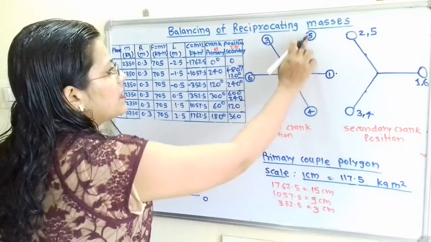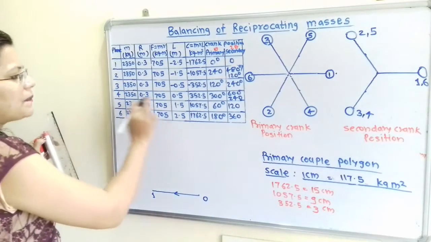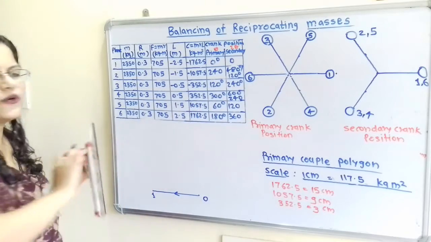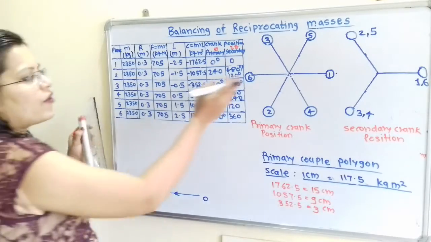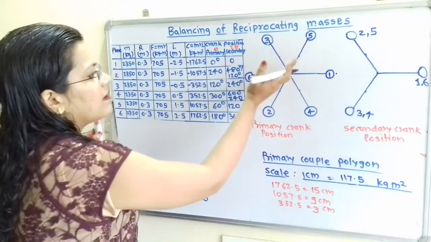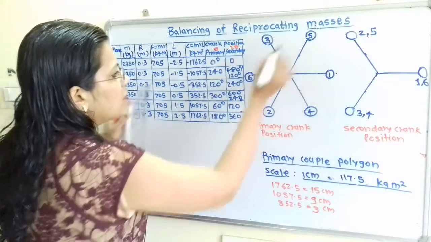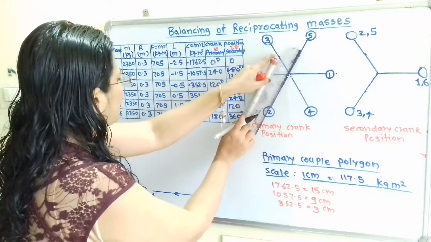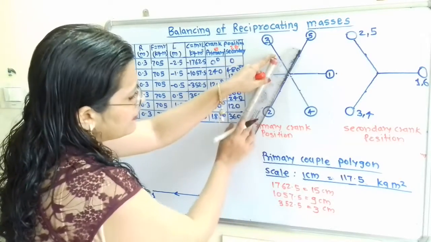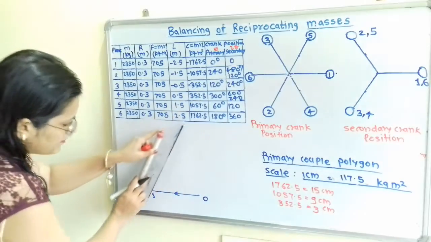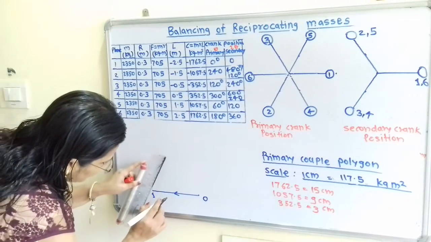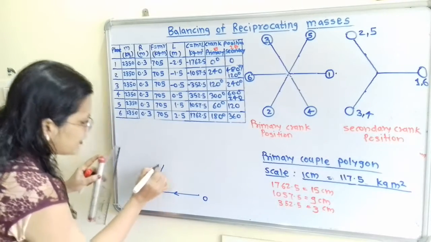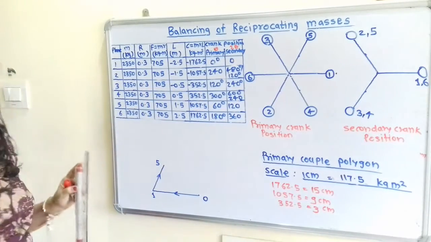Now after 1 there is plane 5. So for this plane 5, angle is 60 degree and here magnitude is positive. So for 5 we will take the same angle, that is in the upward direction. So I will transfer this angle, and for this 1057 we have to take 9 centimeter. So I will draw here one line of 9 centimeter. Now give here the next number, that is number 5.